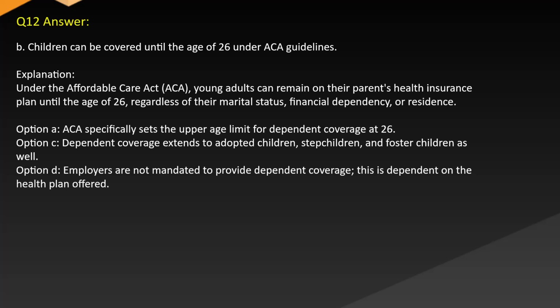Option A. The CAS specifically sets the upper age limit for dependent coverage at 26. Option C. Dependent coverage extends to adopted children, stepchildren, and foster children as well. Option D. Employers are not mandated to provide dependent coverage. This is dependent on the health plan offered.